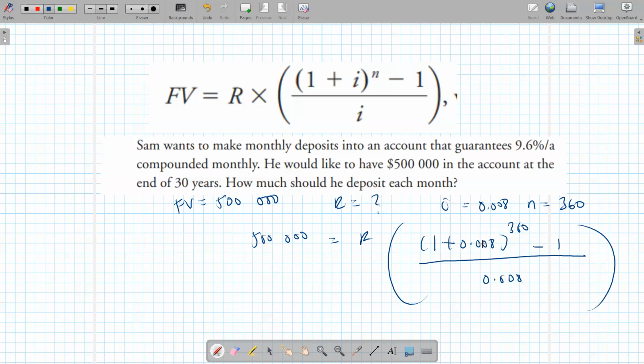Now remember how we did this last time. You just want to do this part first, and then this bracket is done. Then we're going to subtract 1 in the next step, and then we're going to divide by 0.008 in the third step. Try that, see what you get.